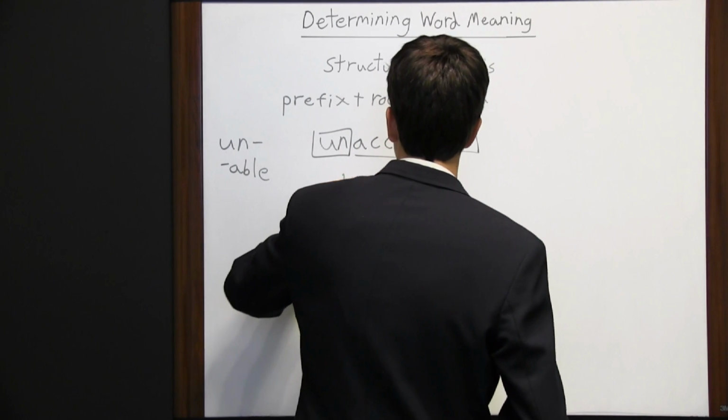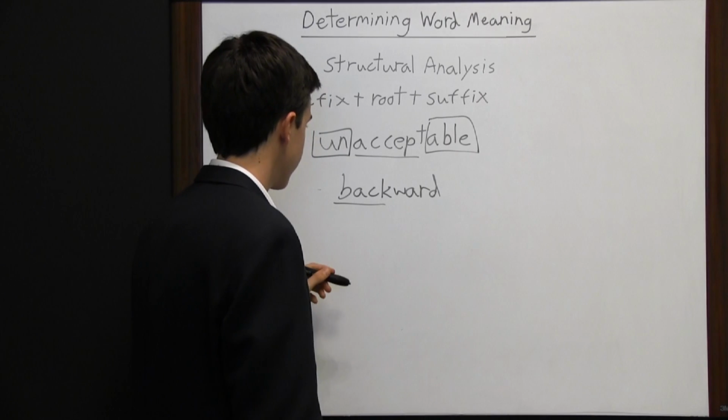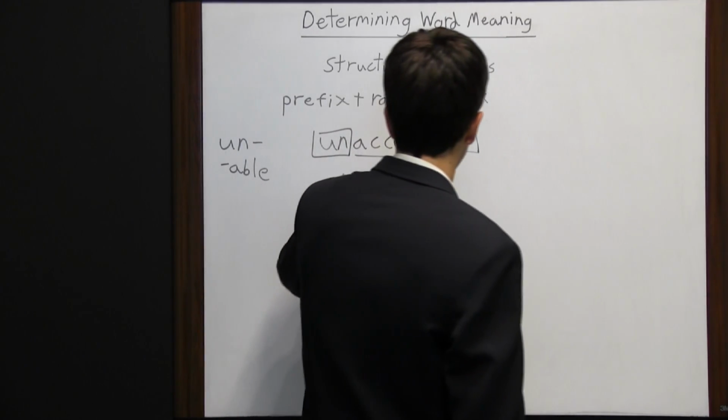Now some words like backward don't have both a prefix and a suffix. They just have a suffix. So back is the root word and ward is the suffix.